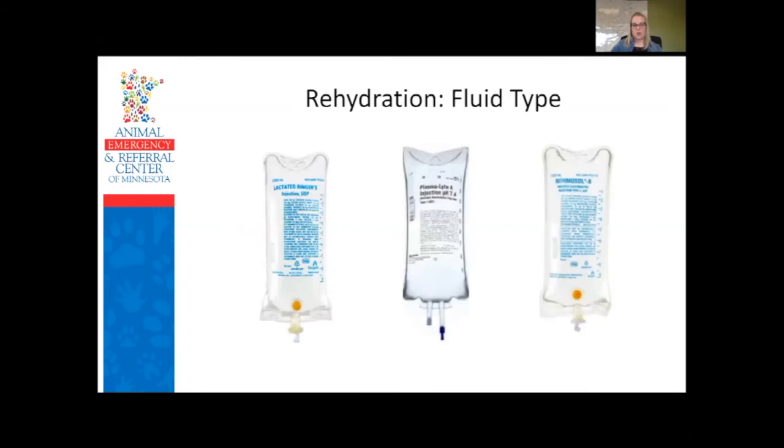This is where our isotonic replacement crystalloids are still at play. So you can use your LRS, your Plasma-Lyte, your Normosol. You're using your crystalloids to replace your interstitial fluid deficits, or your dehydration. Colloids, as we've mentioned, don't do anything for interstitial deficits. They affect the intravascular volume only.